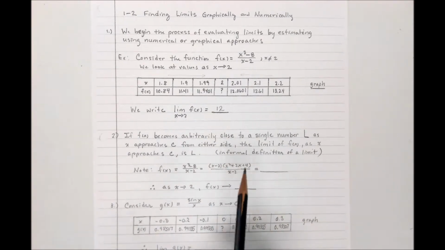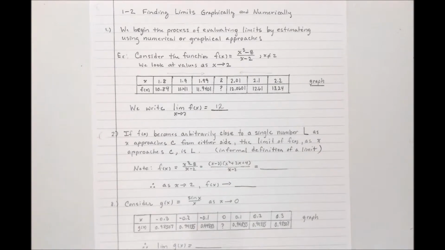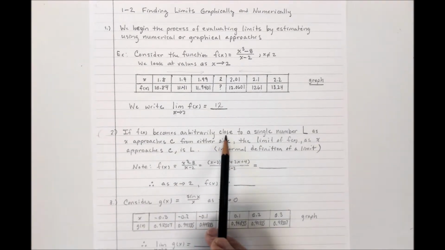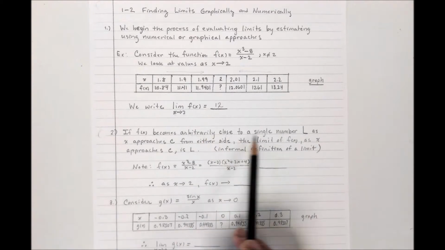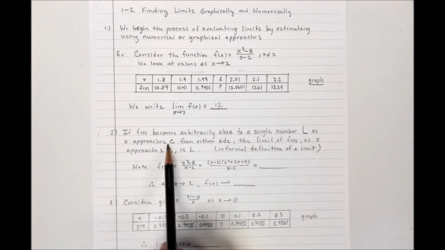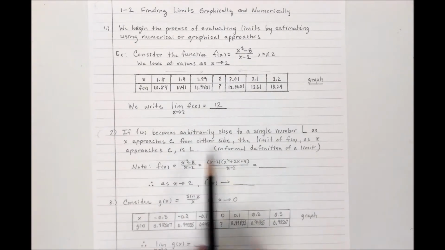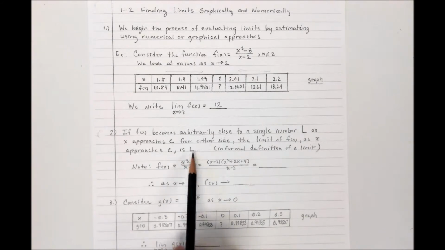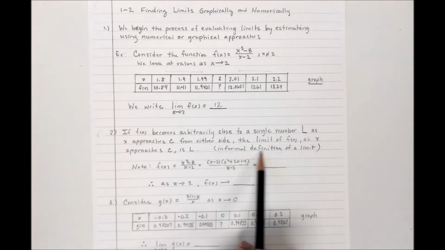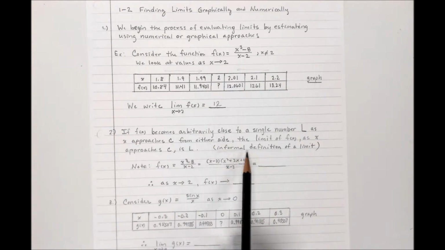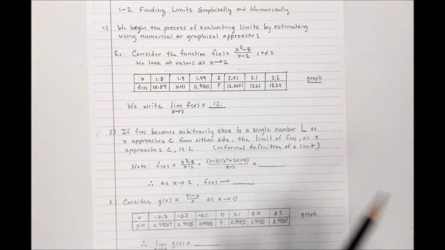Now we can say that if f of x becomes arbitrarily close, arbitrarily, there's a good word, to a single number L as x approaches c from either side, from the left side, from the right side, we say the limit of f of x as x approaches c is L. Now this is a very informal definition. We're going to try to tighten this up just a little bit, but this is good enough for all intents and purposes.